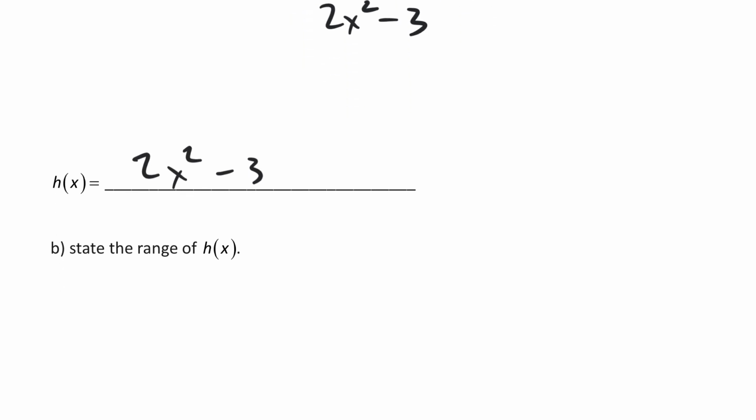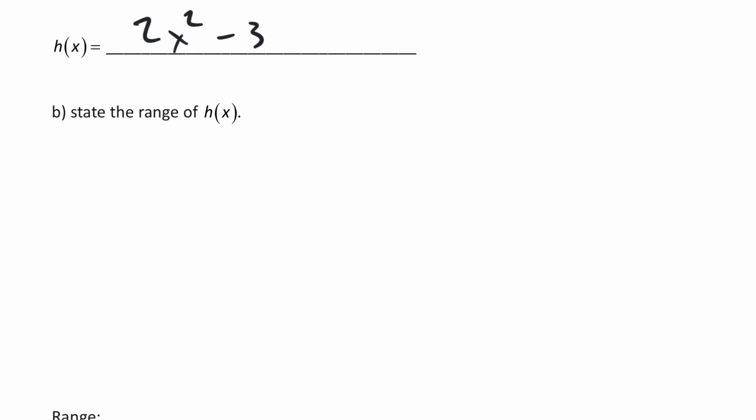Now part B, we have to state the range of this function. Interesting. Well, we would have to identify what we're looking at. Usually the range would come from the sketch, from the actual graph. So I'm thinking this is going to be a parabola.